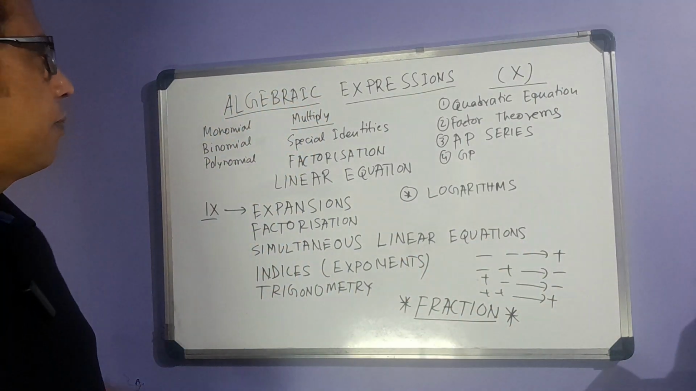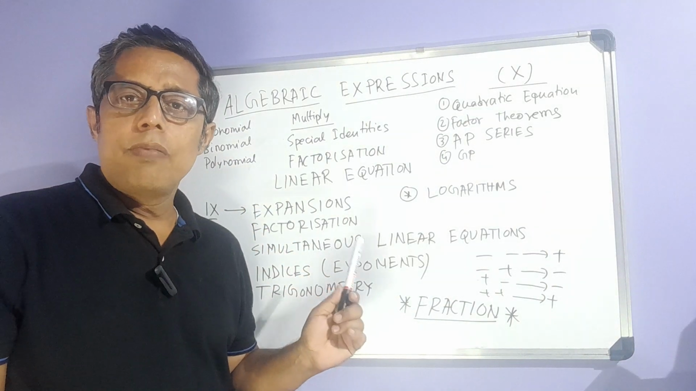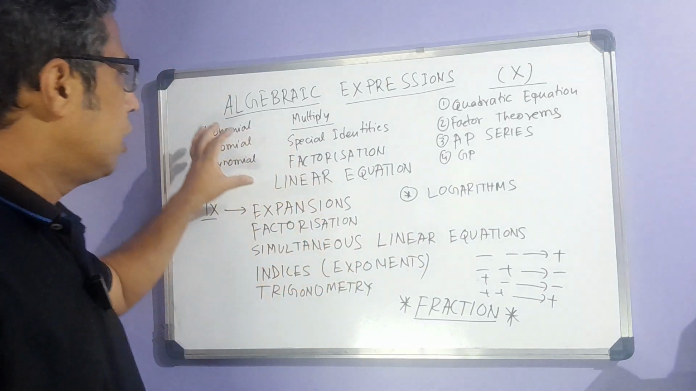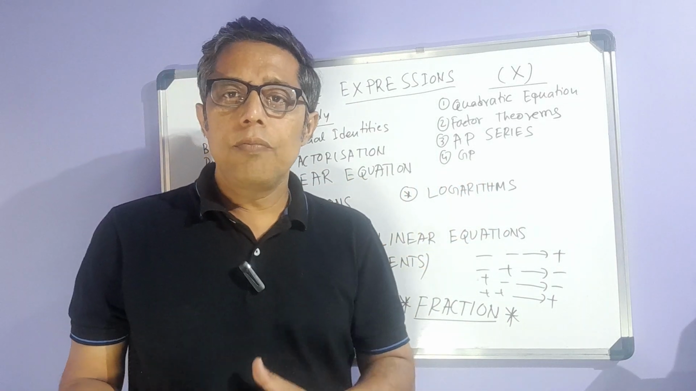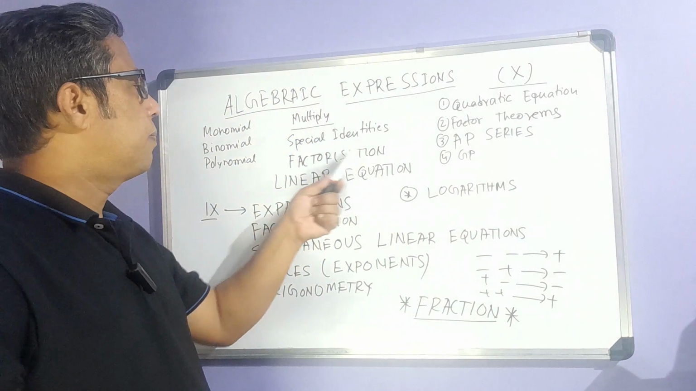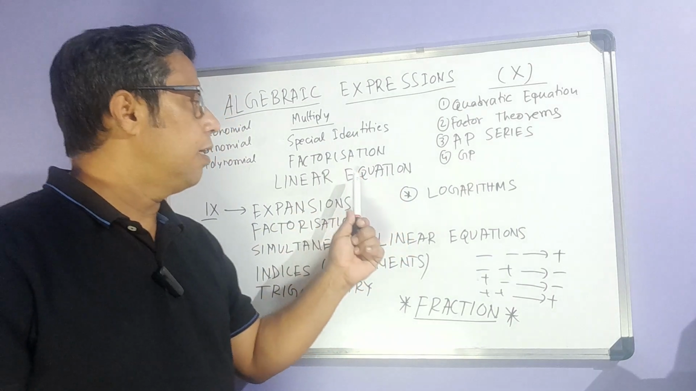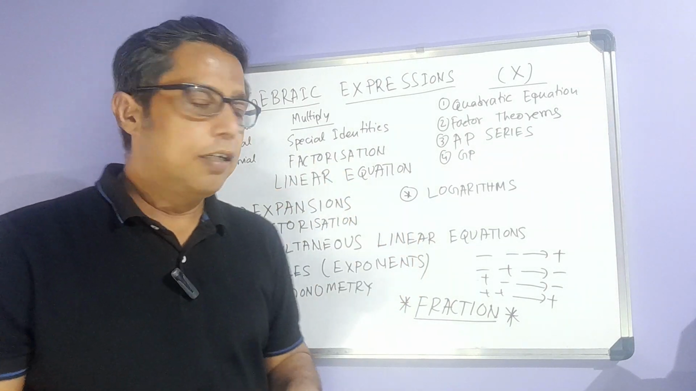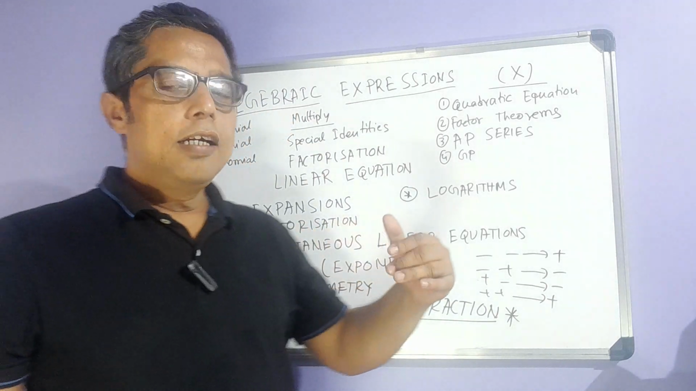In algebraic expressions, the very basic part, we have the monomial, binomial, and polynomial. We start learning this in class 6, then classes 7 and 8. So algebraic expressions are in the overlapping part from class 6 to class 8. Now in class 8 we study special identities, factorization, and linear equations. We start these three in class 7 and mostly in class 8. Factorization starts in class 8 and continues till class 9.